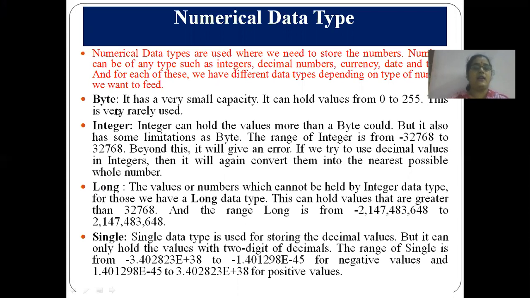So these are four types of numerical data type, and each one has its own characteristics. Like a long data type can hold values which are greater than 32,768. Then integer can hold values more than a byte could, but it has some limitation. Then single data type is used for storing decimal values.